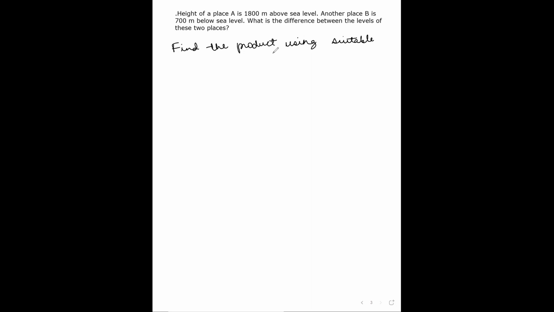Do I have to say the answers together, or whenever I'm done? When you're done. So for the first one, the answer is 1,800 minus 700 gives 1,100.